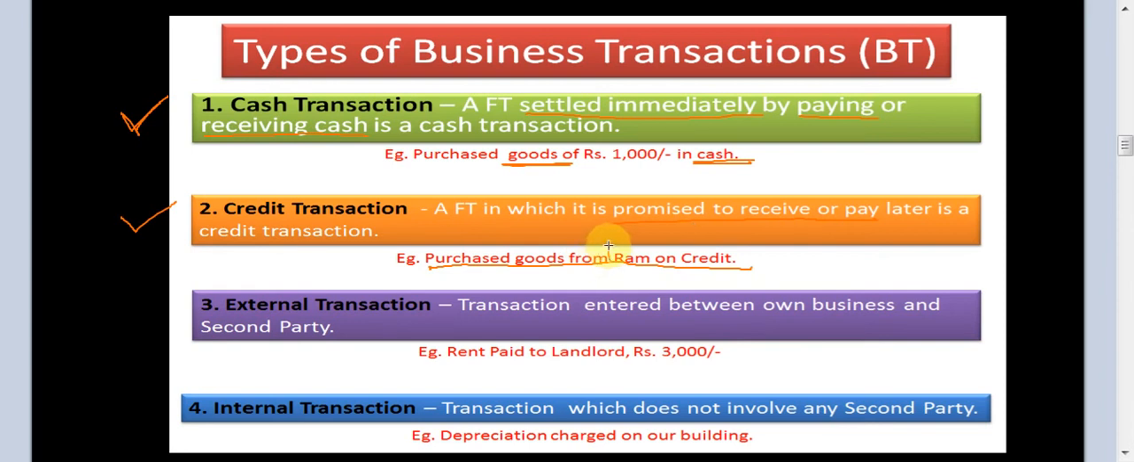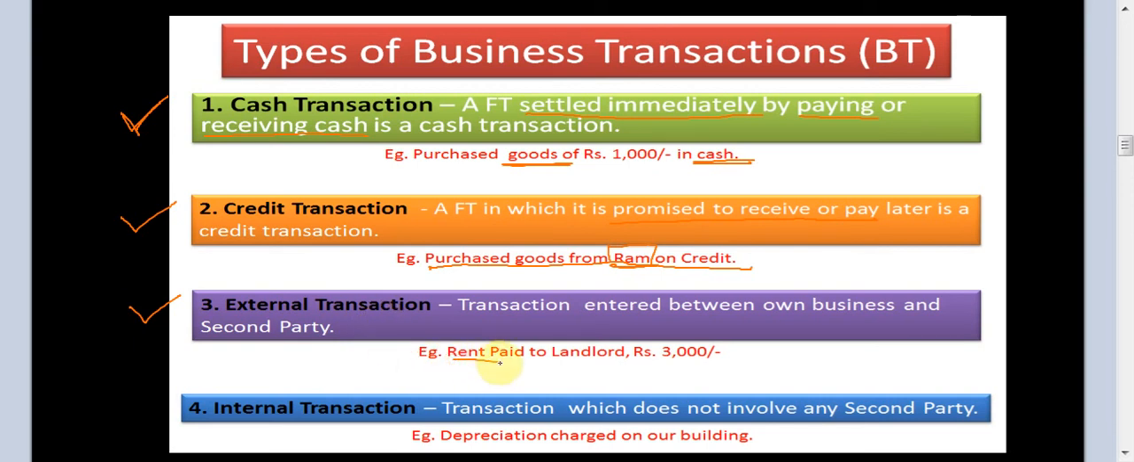Now I have to remember the name of Ram, because ultimately to whom will I pay? To Ram. So Ram is my creditor. Now I have to pay him sometime later. Now your external transaction. A transaction entered between own business and a second party. There have to be two parties, one is the business itself and the other is an outside party. Such a transaction is called your external transaction.